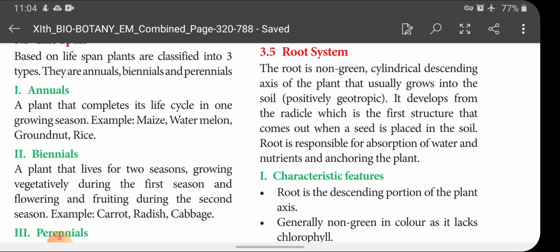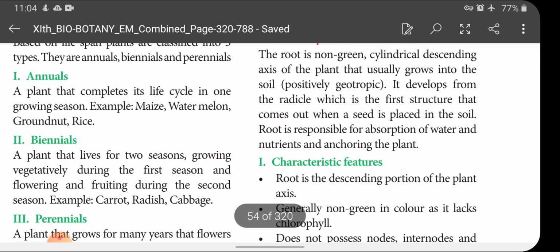It develops from the radicle, which is the first structure that comes out when a seed is placed in the soil. You know very well the seed consists of an embryo. In the embryo there are two parts, one is the radicle, another one is the plumule. The radicle develops into the roots and the plumule develops into the shoot when the seed is placed in the soil. That's what he is saying.